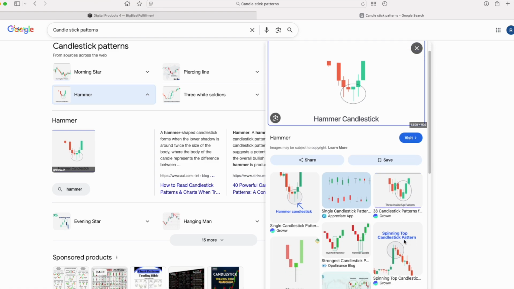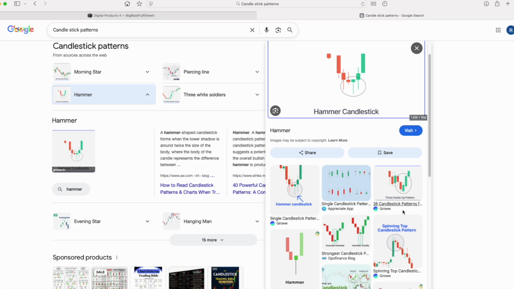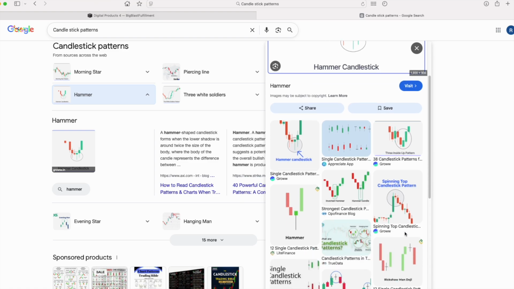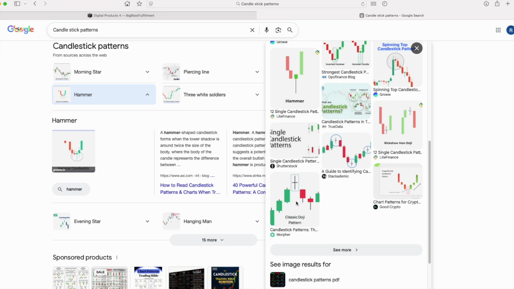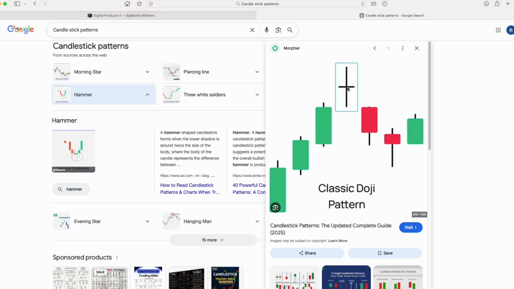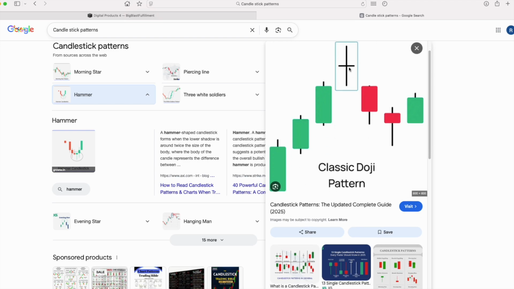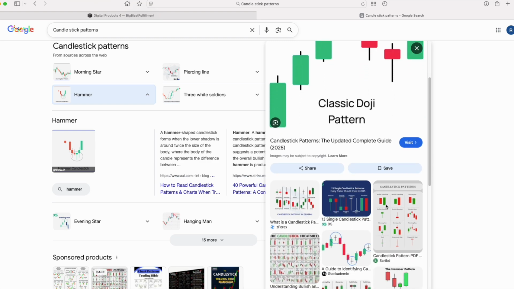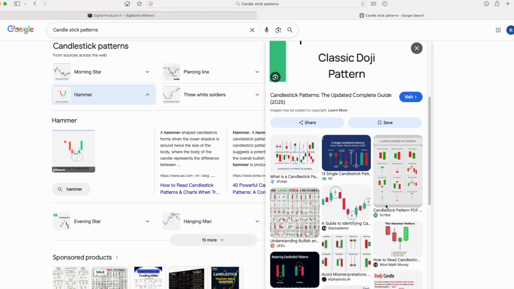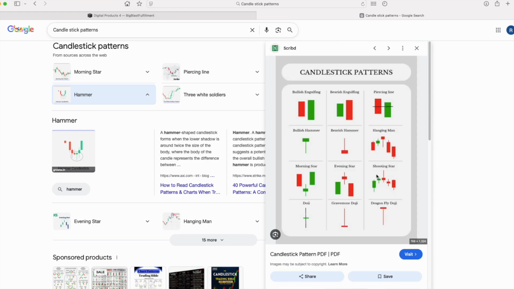Let's see. Do we have a bullish harami here? There's a nice little doji. Okay, indecision bar. Opened up lower, went lower. Pushed up, doji, went lower. Okay, and these are all candlestick patterns. Here's a nice one here.